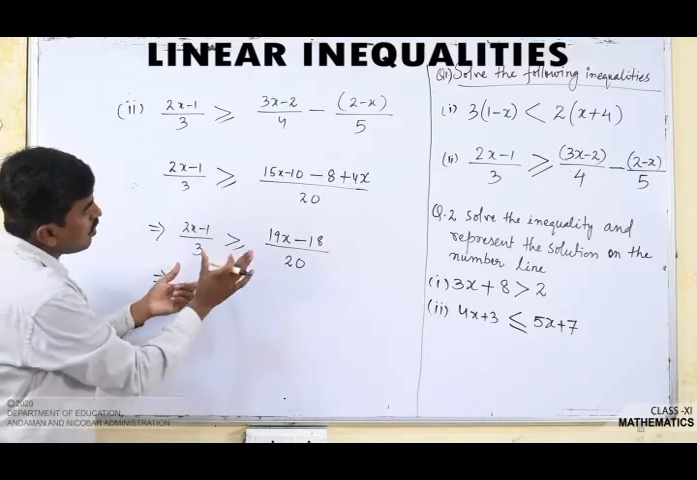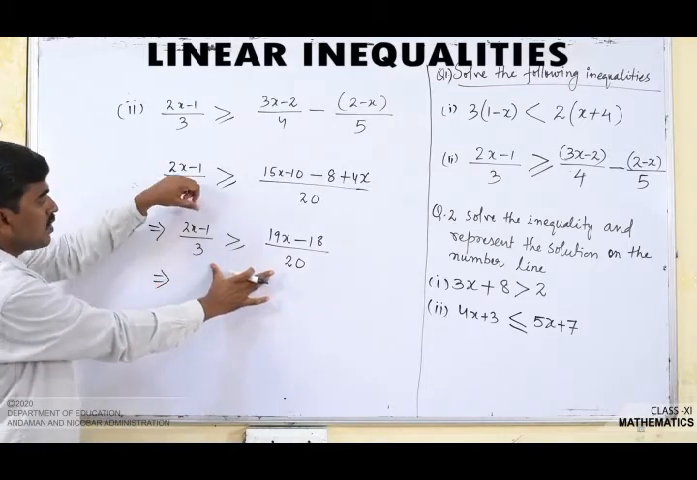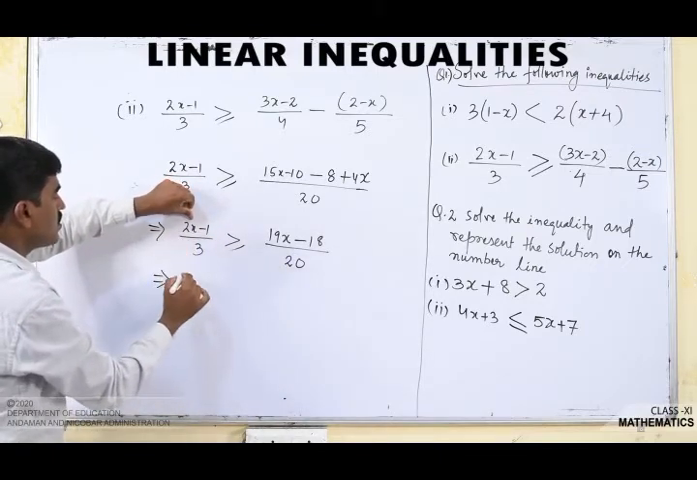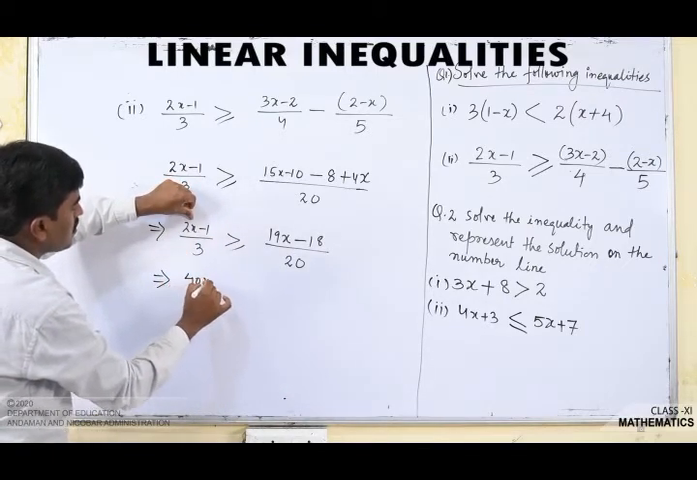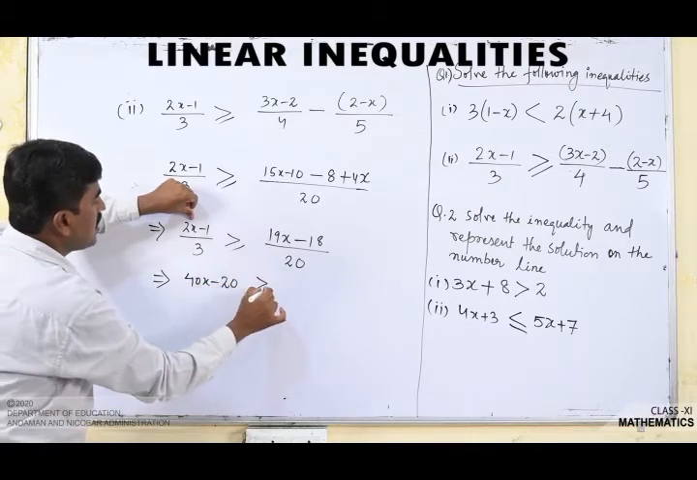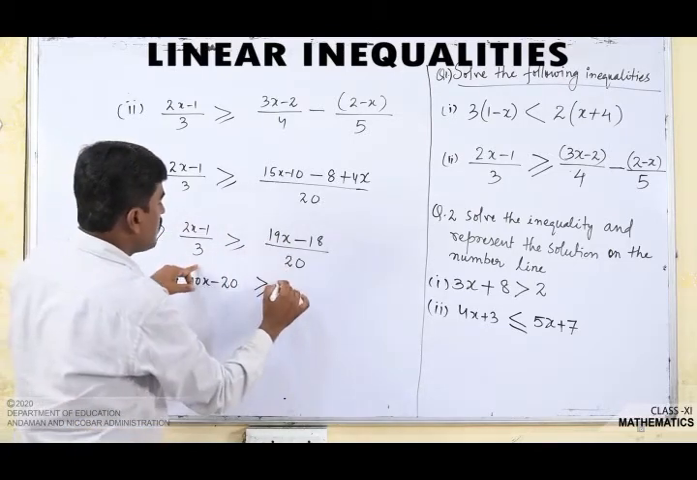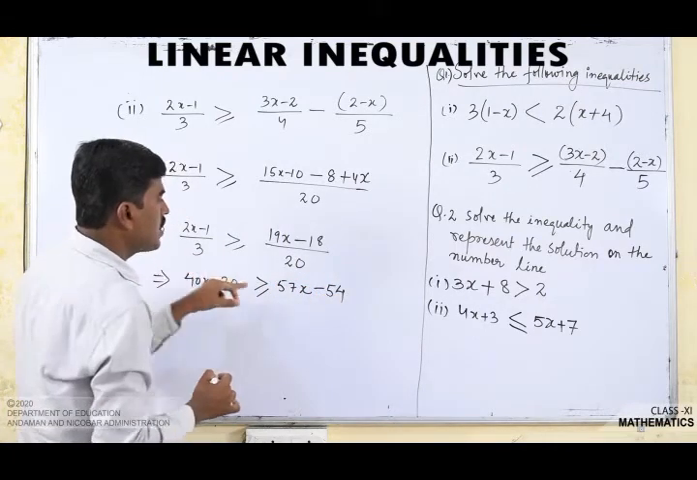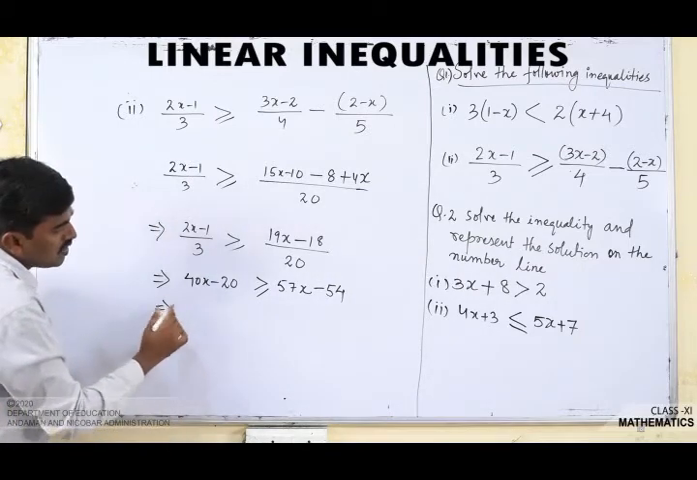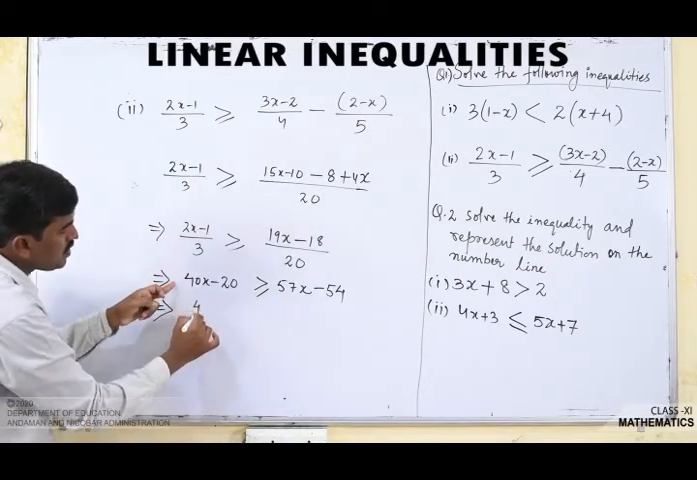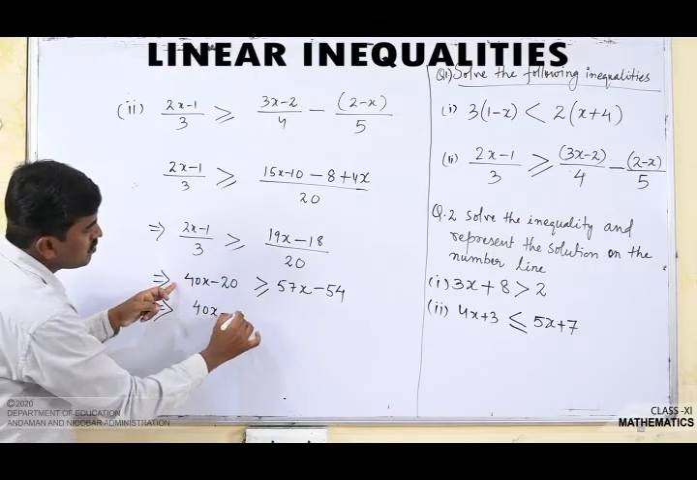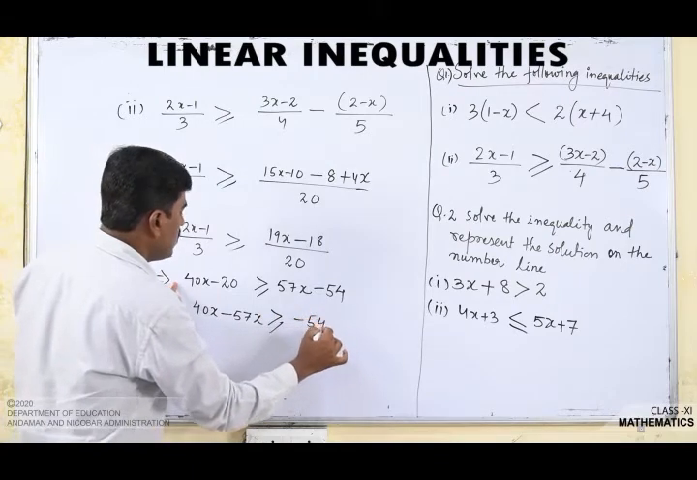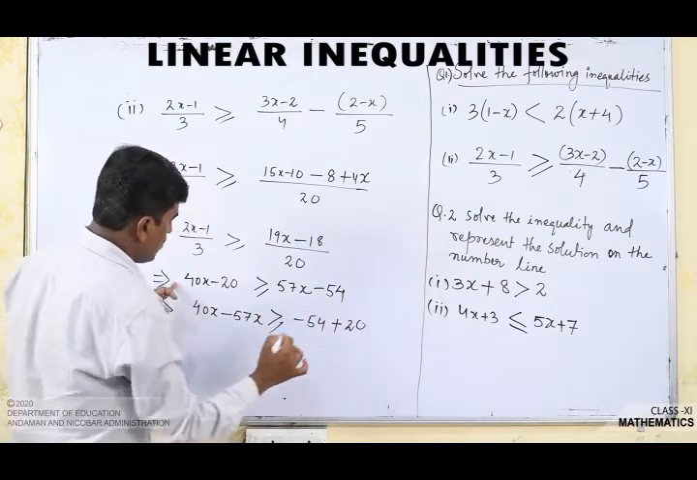Now just cross multiply, as like equations we can multiply here with 20 and by 3 also. So it is 40x − 20 ≥ 19 3s are, that is 57x − 54, 18 3s are 54. Now take the variable terms to LHS, that is 40x − 57x ≥ −54 + 20.